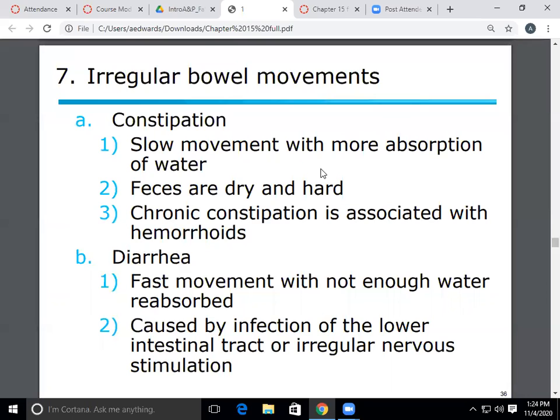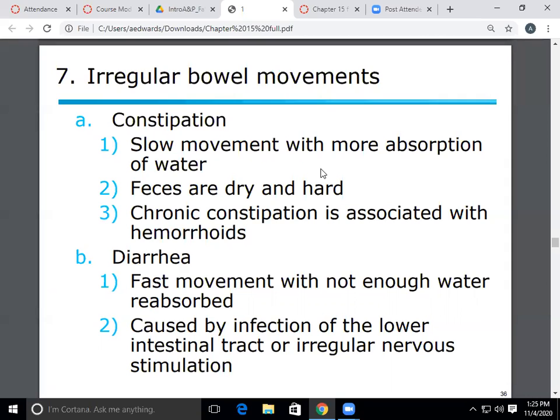You know, what about bowel movements that aren't normal, right? Or don't happen all the time. Okay, two of the more common are constipation and diarrhea. Okay, so constipation and diarrhea are kind of like two extremes. Okay, so constipation, feces is moving slowly because you absorbed a lot of water. Okay, feces end up being dry and hard. Okay, and chronic constipation tends to be associated with hemorrhoids. Okay, all right, so inflaming those sphincters.